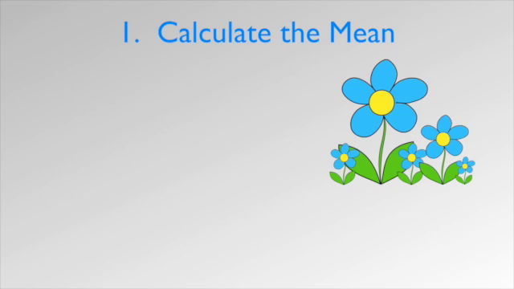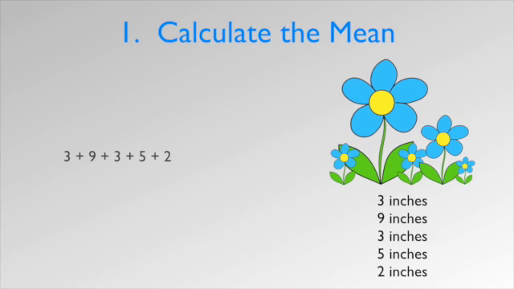So obviously the blue flowers are a little bit more spread out. We had flowers of 3 inches, 9 inches, 3 inches, 5 inches, and 2 inches. So again, the first step would be to find the mean. We're just showing this step one more time. Add up all of those values, divide by 5 because there are 5 flowers, and we get 4.4 inches for the mean for the blue flowers, the same as for the red.